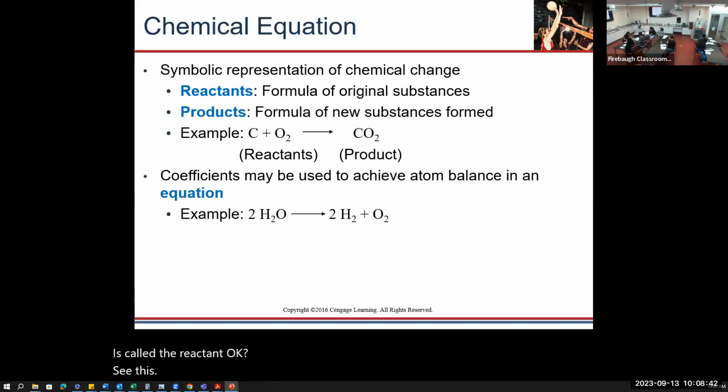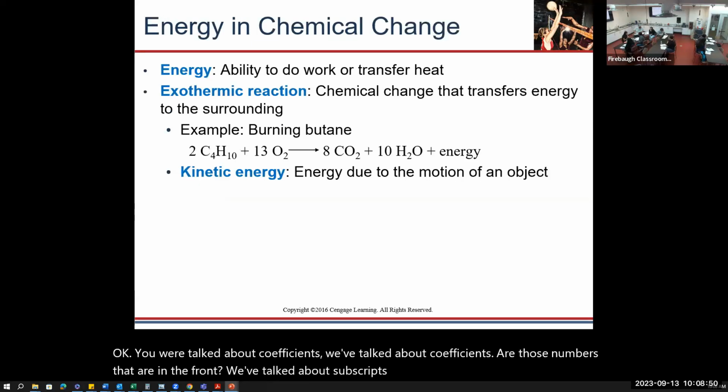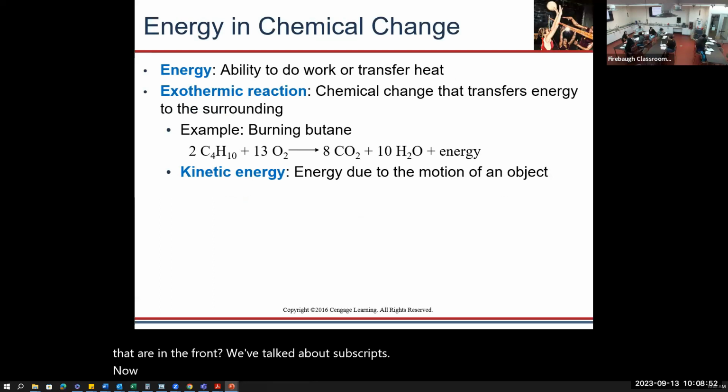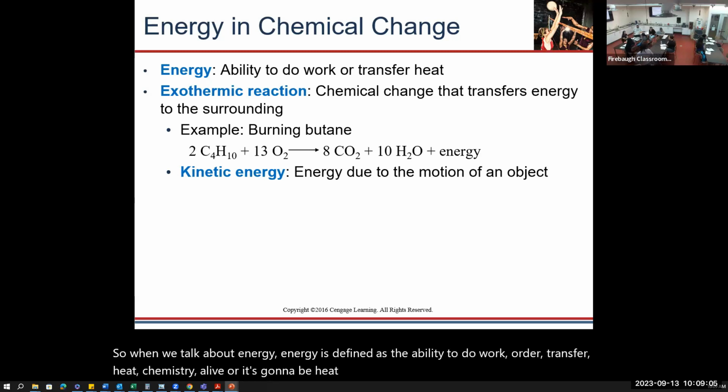Okay, we've already talked about coefficients. Coefficients are those numbers that are in front. We've talked about subscripts. Now we can talk a little bit about energy. Energy is defined as the ability to do work or to transfer heat. In chemistry, a lot of it is going to be heat transfer, so we're going to associate energy with heat transfer a lot of the time.